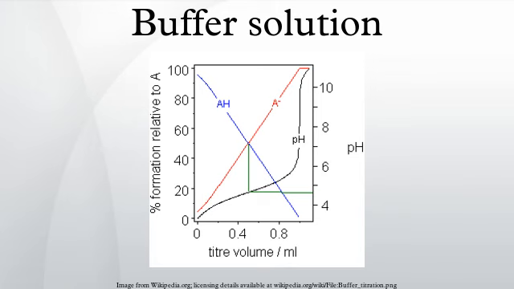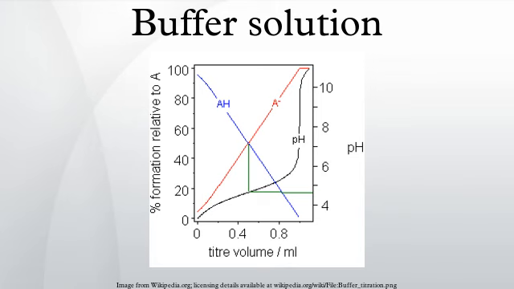Because of this, the hydrogen ion concentration increases by less than the amount expected for the quantity of strong acid added. Similarly, if strong alkali is added to the mixture, the hydrogen ion concentration decreases by less than the amount expected for the quantity of alkali added.